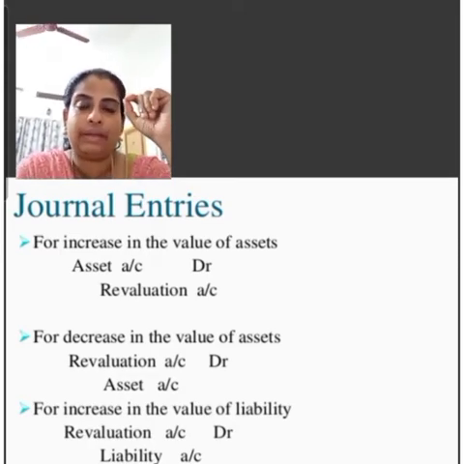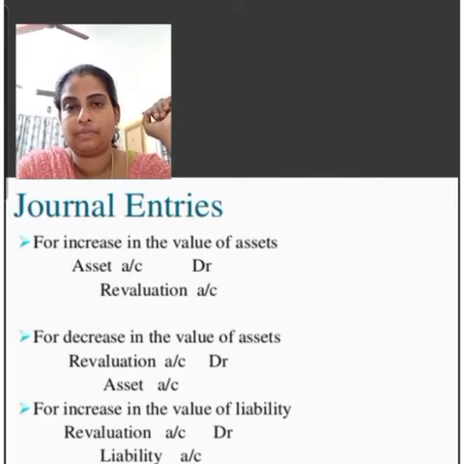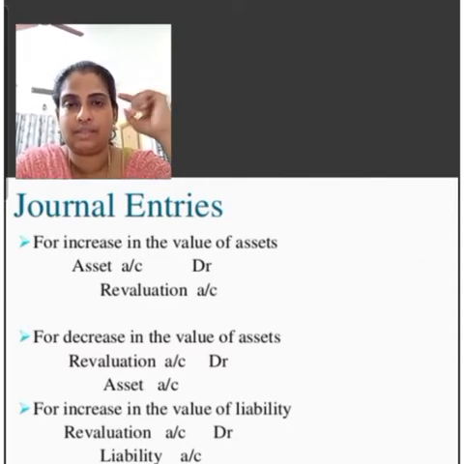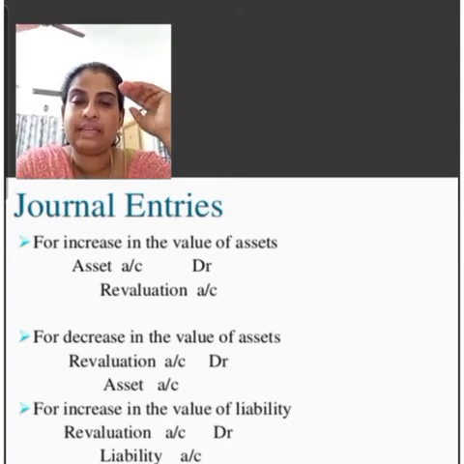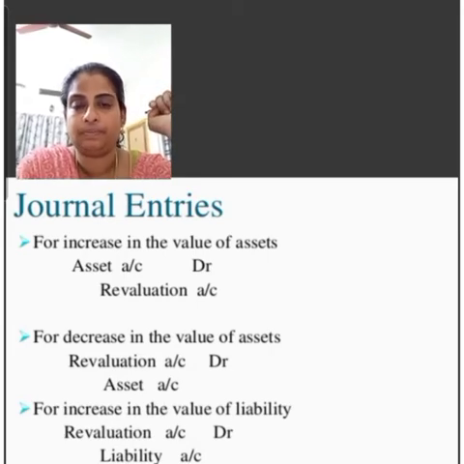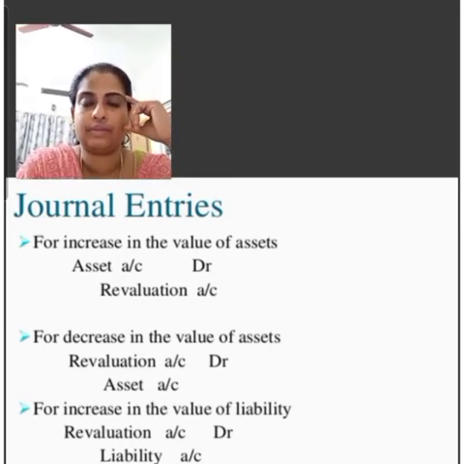Then the second journal entry is for decrease in the value of assets. Suppose the value of plant and machinery is 60,000. Then the value of plant and machinery during the current year is 40,000. That means there is a decrease in the balance of asset account. In that situation, the entry will be revaluation account debit to assets account.